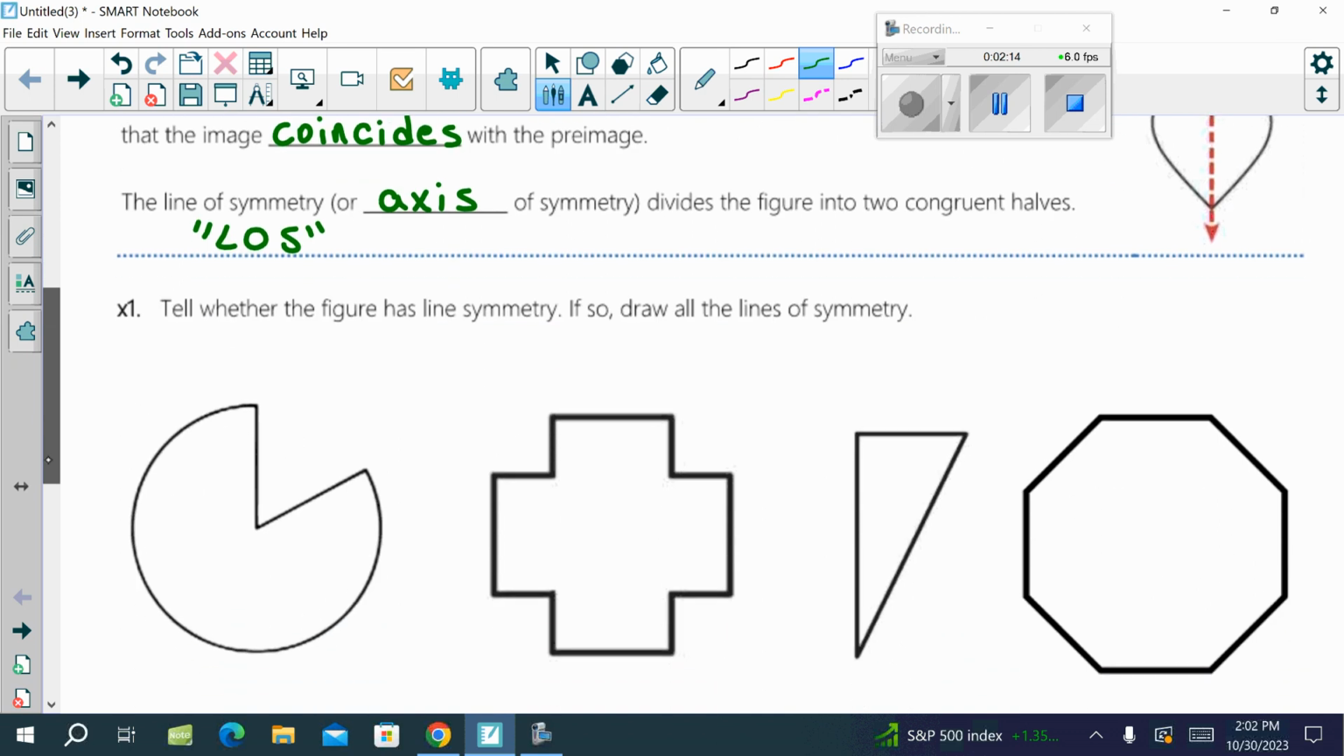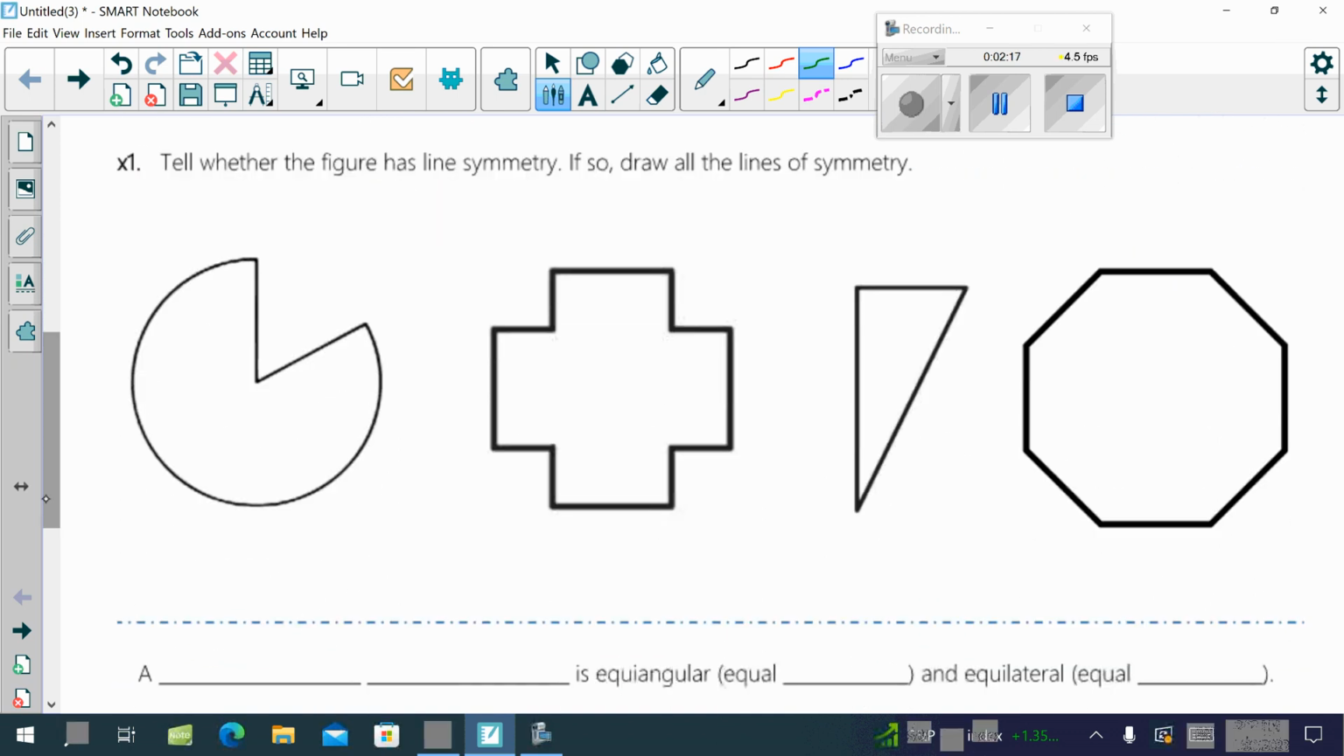All right, so tell whether the figure has line symmetry. If so, draw all the lines of symmetry. So does this Pac-Man have lines of symmetry? Can we draw a line somewhere, folded on top of each other, and it be the same? Yes. How many lines? One. And where would it need to go? Like through the mouth, right? So we got to draw it, and then we got to state how many it has. So we would say this has one line of symmetry. So I'm going to say 1 LOS.